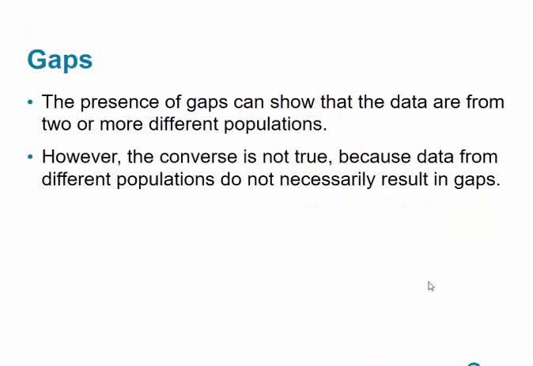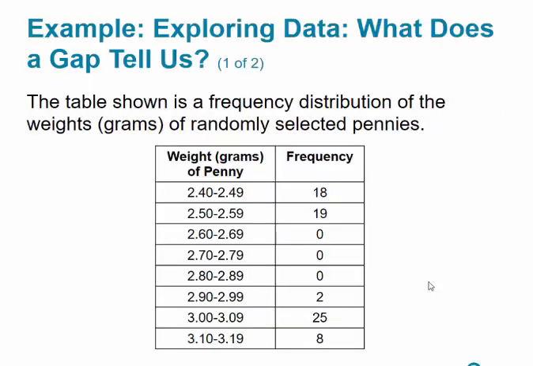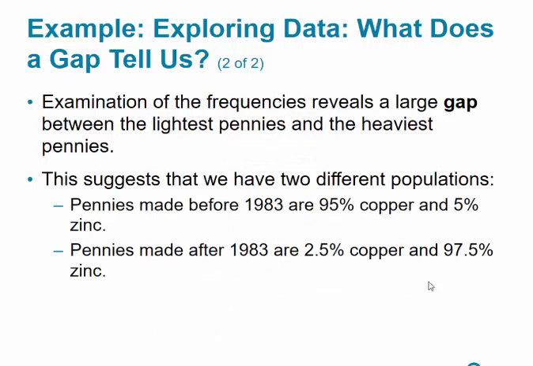Now, gaps. The presence of gaps can show that the data are from 2 or more different populations. However, the converse is not true, because data from different populations do not necessarily result in gaps. So, for example, exploring data, what does a gap tell us? The table shown here is a frequency distribution of the weights in grams of randomly selected pennies. This is a famous example that's used a lot in statistics. The examination of frequencies reveals a large gap between the light pennies and the heaviest pennies. So this suggests that we have 2 different populations. Pennies made before 1983 are 95% copper and 5% zinc. Pennies made after 1983 are 2.5% copper and 97.5% zinc.